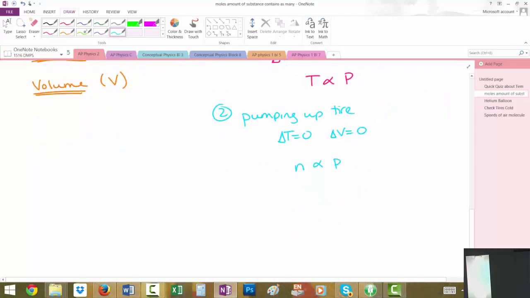Another situation. Let's just keep going. Number 3. This one I don't really have a lovely name for, but let's just imagine taking a balloon and squeezing it. Squeezing a balloon. So, you have a balloon, and you squeeze it. What things are staying the same? The amount, I hope, unless it pops, right? So delta N is going to be 0.